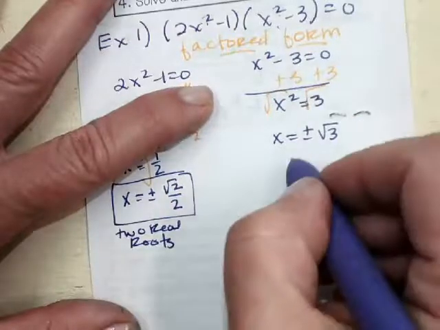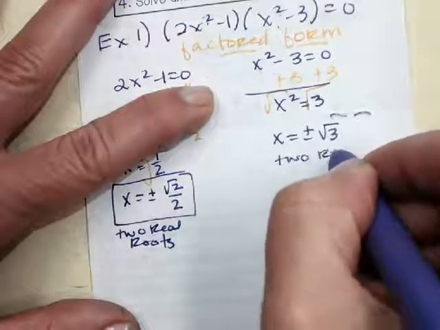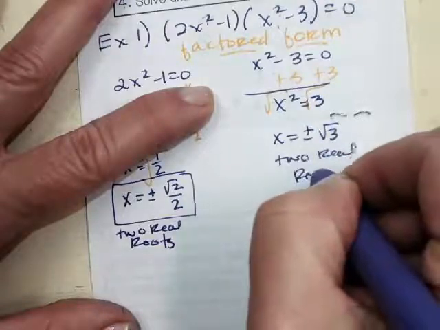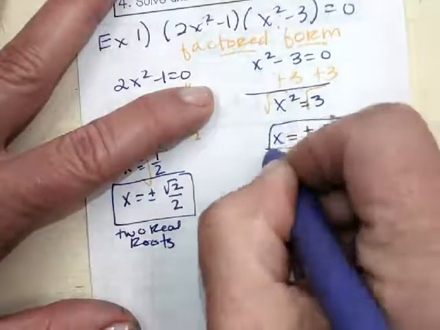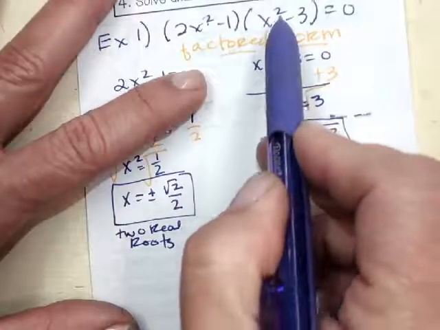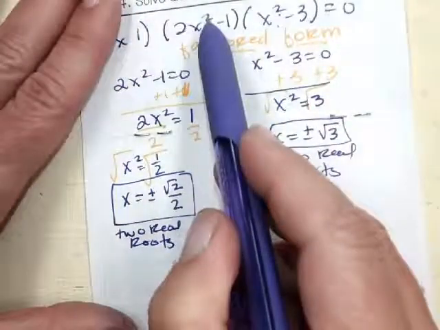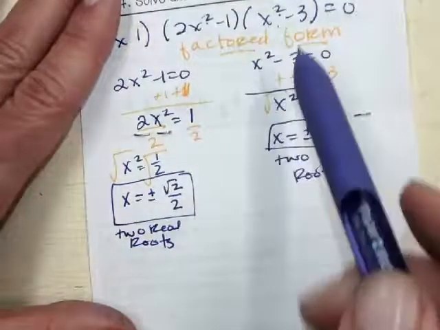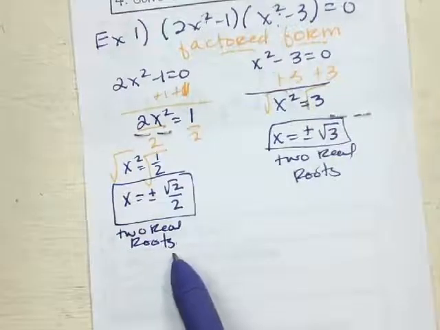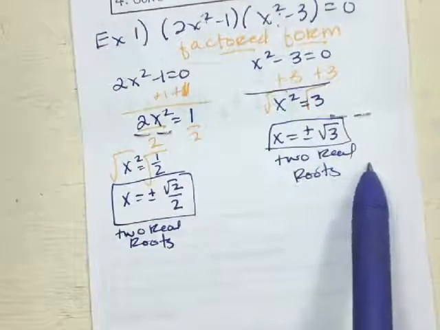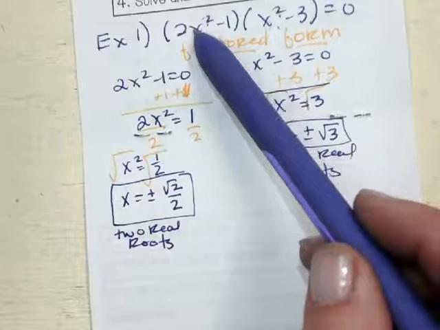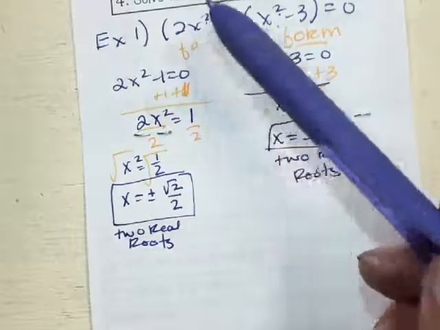So there's 2 more real roots. And that tells me that I should have had 2 answers. So there's 2 answers for this factor, 2 answers for this one. I've got a total of 4 answers that if I plug them back into this equation, they're going to make the equation equal to 0.